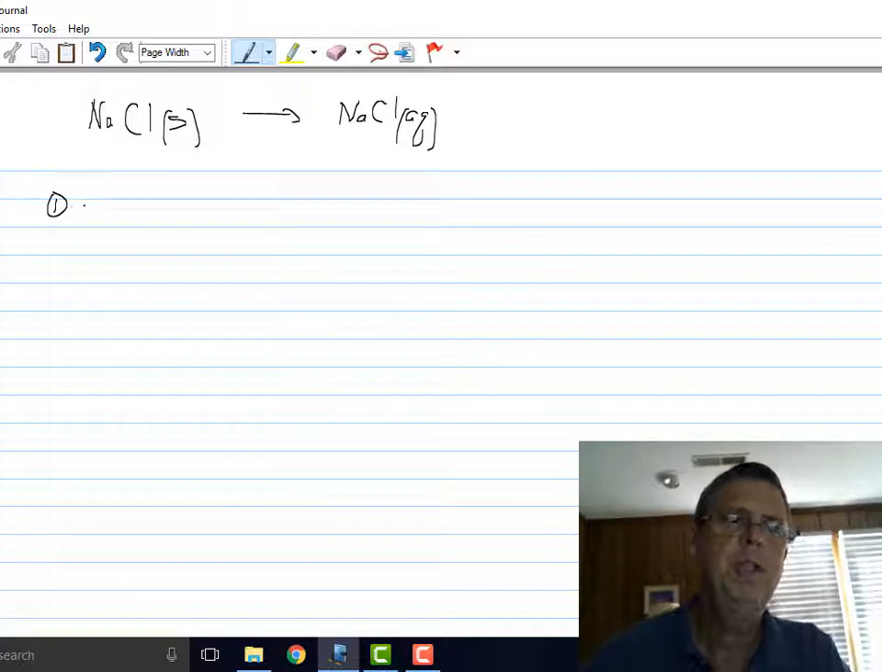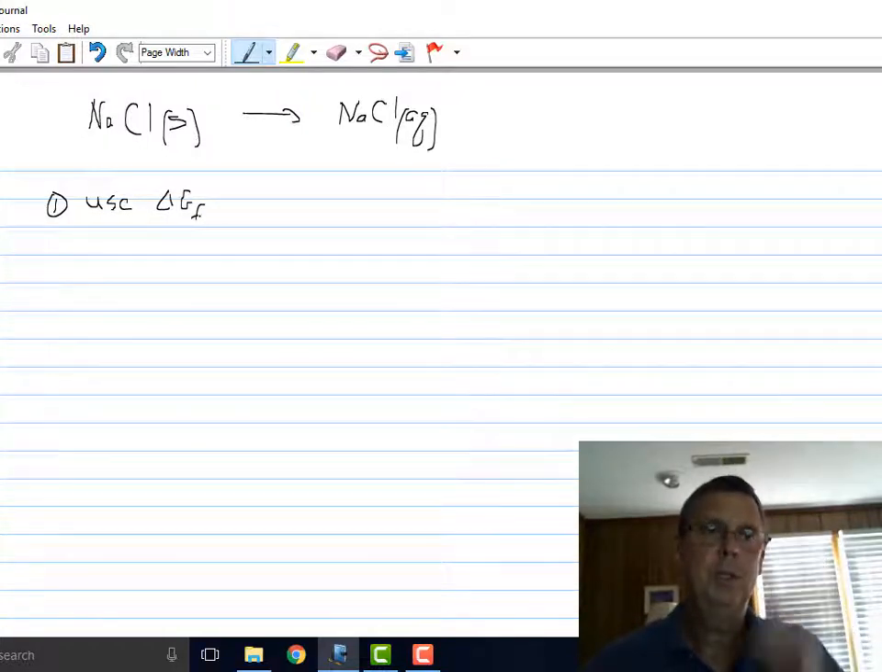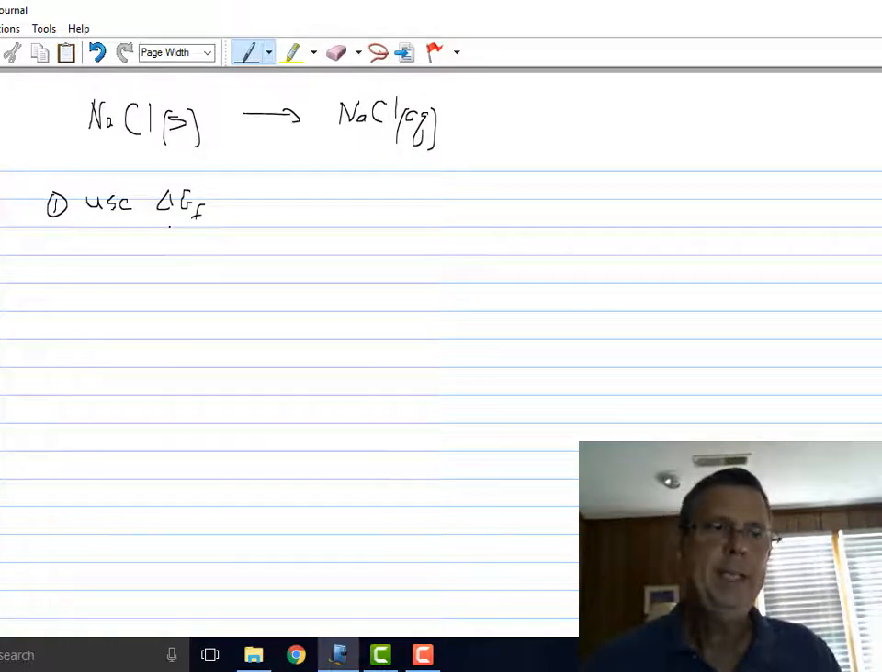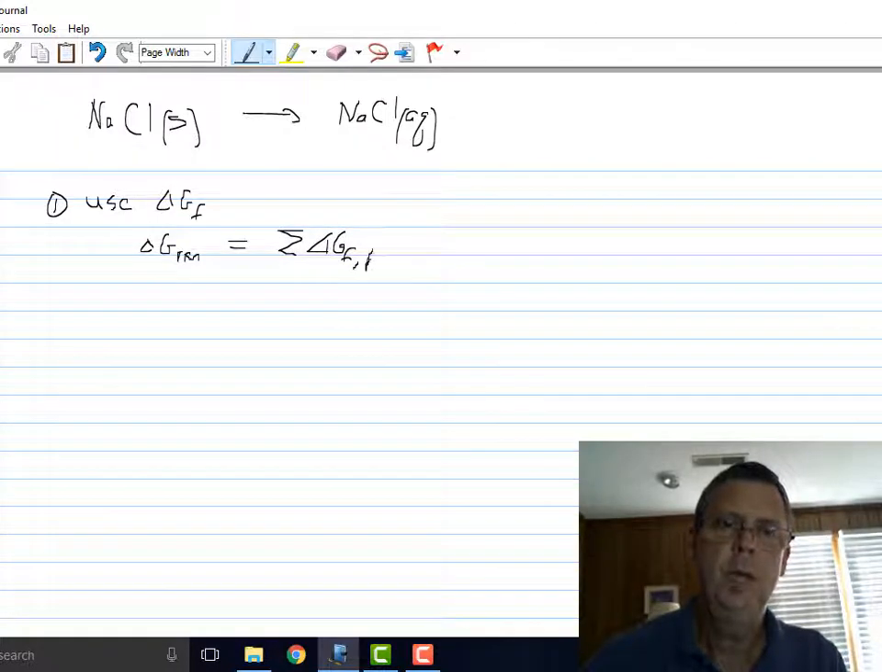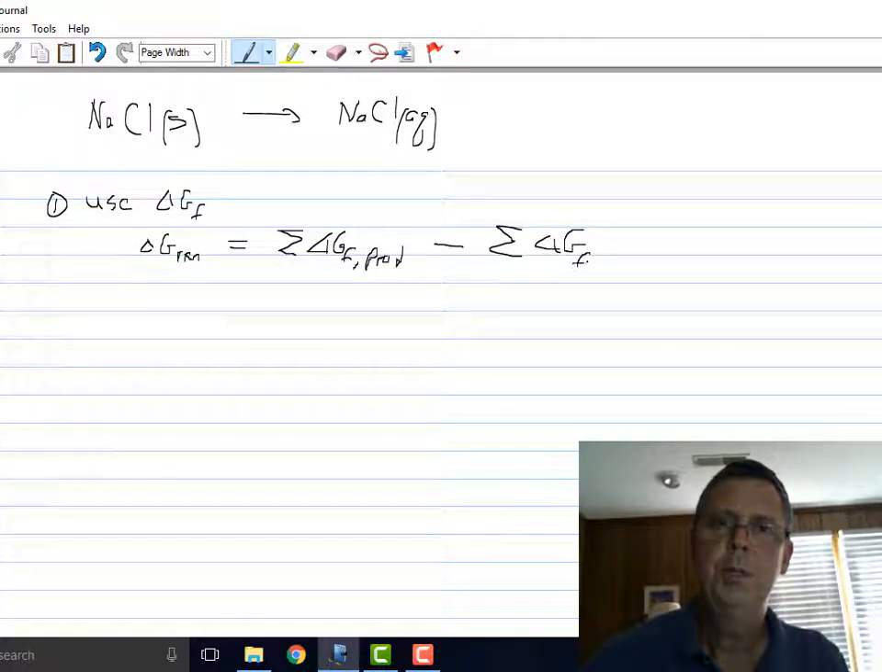I'll go to the first way, and this is just use the delta G formation values from the tables looking in the back of your text. And the free energy for the reaction is just going to be the sum of the free energy formation of the products minus the sum of the free energy formation of the reactants.